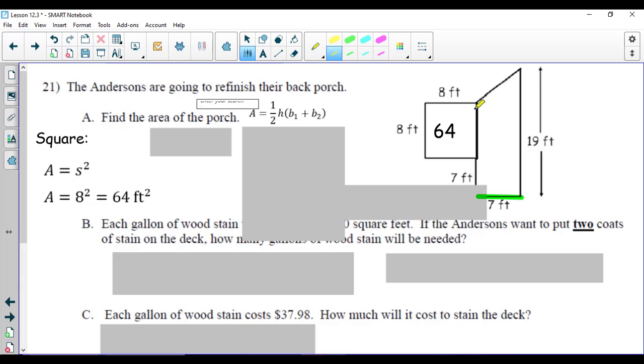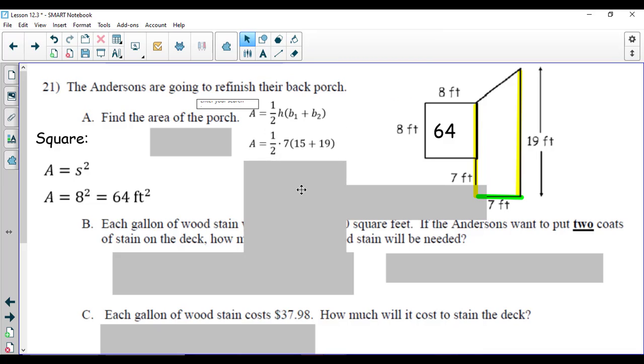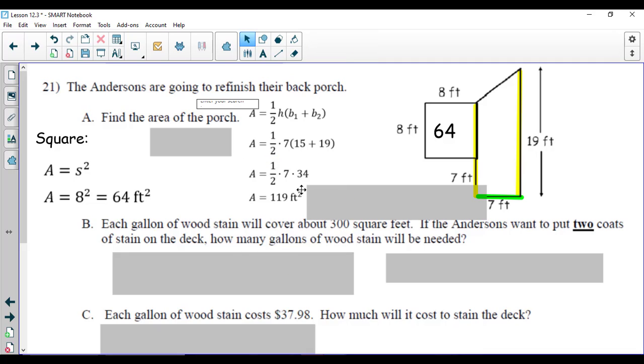And then in yellow, I'll highlight the two parallel sides, which will be this side right here and this side right here. So our two bases will be 19, and then the 7 plus the 8 from the square, so that'll be 15. So to find the area of the trapezoid, I'll do half times 7, the height of the trapezoid, and then in parentheses, 15 plus 19. So the area of the trapezoid ends up getting us 119 feet squared.